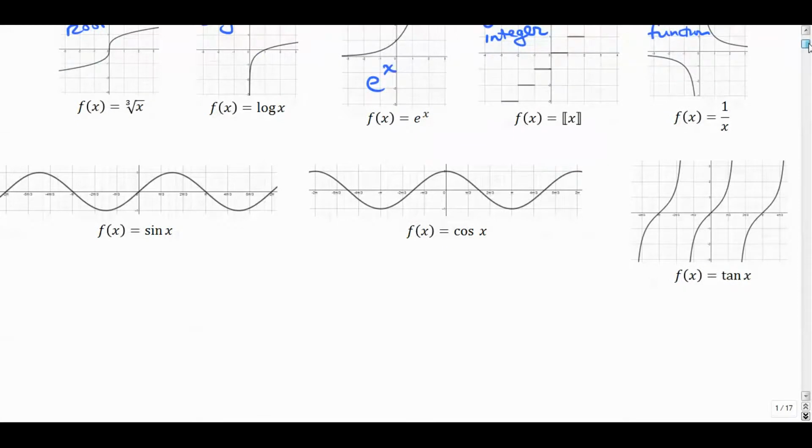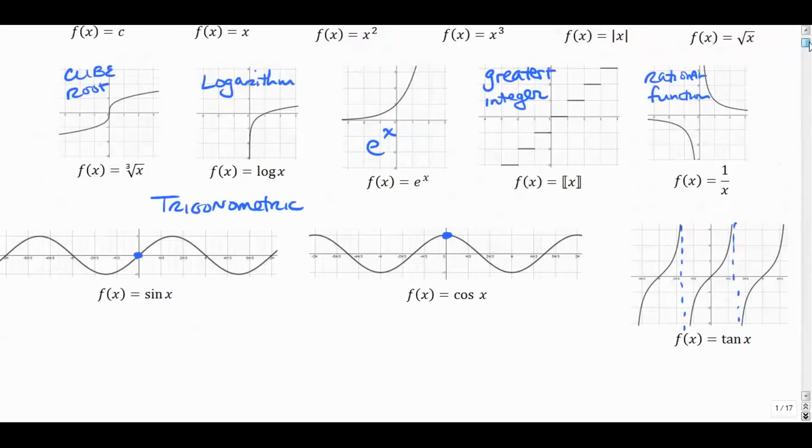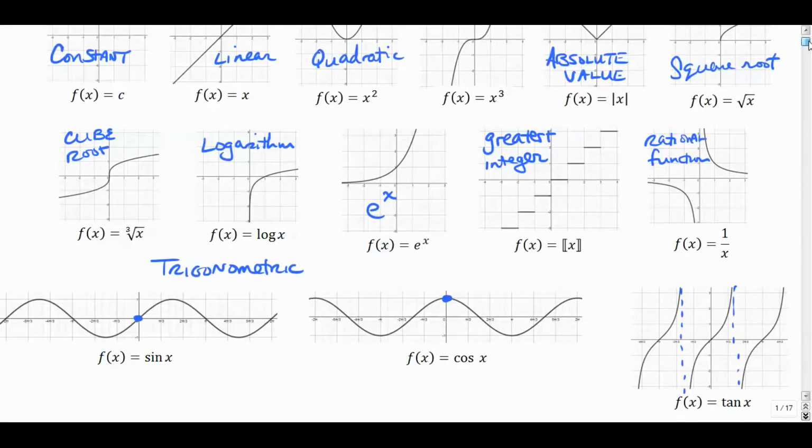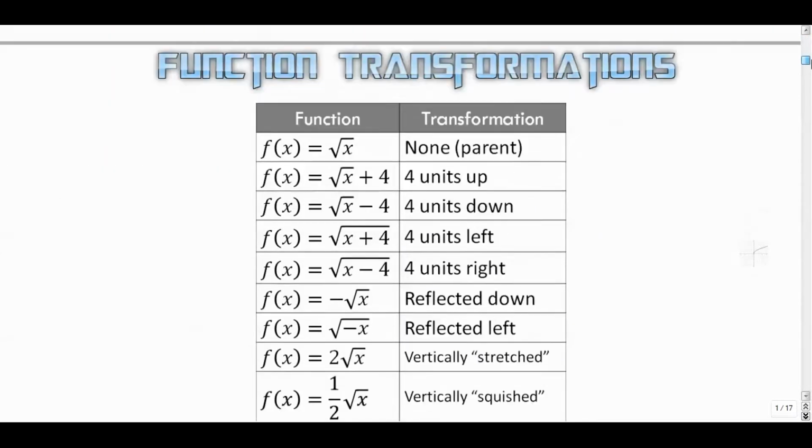Then we get into our trig functions. We have our three main trig functions here. Sine, which goes through the origin. So these are trigonometric functions. Cosine doesn't go through the origin, it goes through 0, 1. And the tangent, as you can see, is very strange. There are these vertical asymptotes at regular intervals. So every function that we look at today is going to basically come from one of these parents. So what does it mean for a function to be transformed?